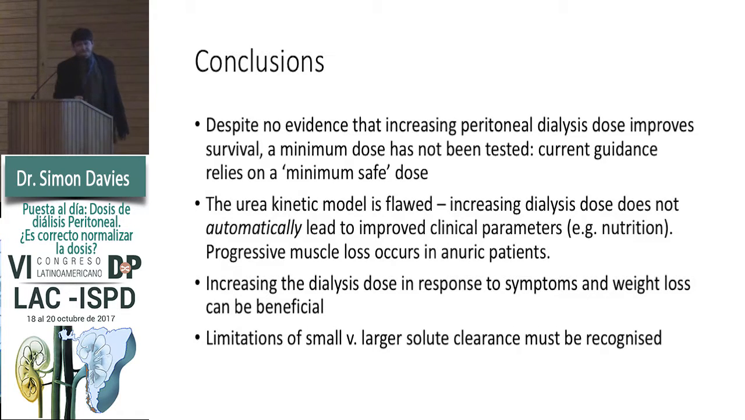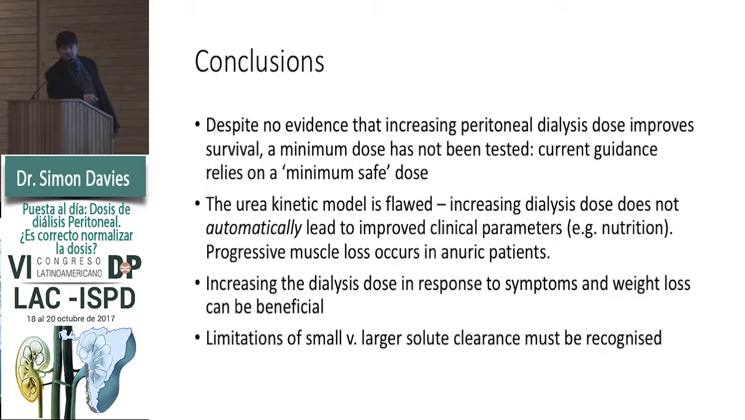So let me conclude. First of all, despite no evidence that increasing peritoneal dialysis dose improves survival, there is a general agreement in the literature that there is a minimum dialysis dose. And we have this concept of a minimum safe dose. In my view, in many ways, the urea kinetic model is flawed. For example, increasing dialysis dose does not automatically lead to improved clinical parameters such as nutrition. And I would remind you that there's good evidence that certainly in anuric patients there is progressive loss of muscle mass occurring in the PD population.